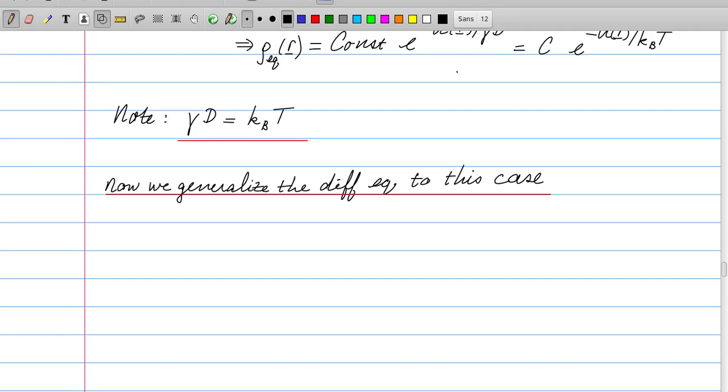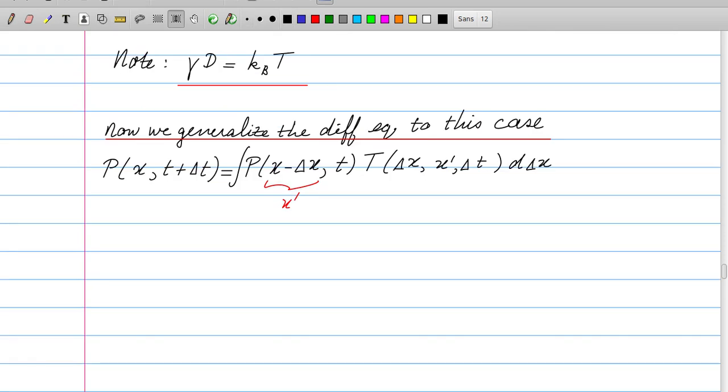And it's interesting to ask ourselves how we can generalize that diffusion equation to the case in which there are also drift forces present. We perform the calculation along the same lines as before. So we take a distribution p at time t. The particle is then at position x', which is delta x away from the final position x, and t is the probability to move over a distance delta x, but it depends now on the starting position, and delta t is the time that elapses.